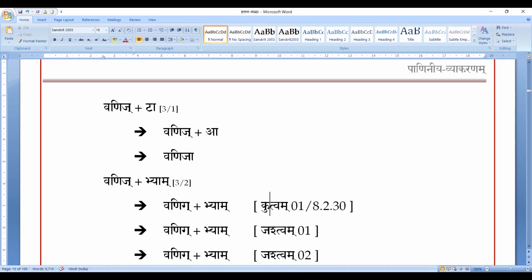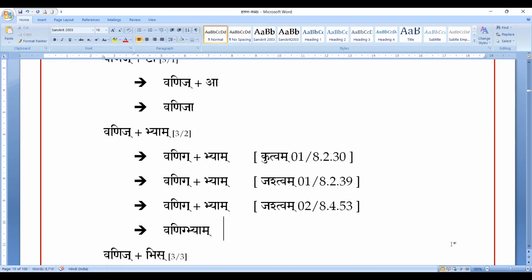Here you can see Vanij enjoys the status of Padam. That is one thing. Therefore, Jakara at the end of the Padam is also followed by a Jal letter. Bhakara is a Jal letter. So both conditions are fulfilled. Any one condition itself is enough to ordain Kutvam. Both are there, therefore you can apply 8.2.39, Jashtva number 1, and Jashtva number 2, which is 8.4.53. So you get Vanigbhyam.